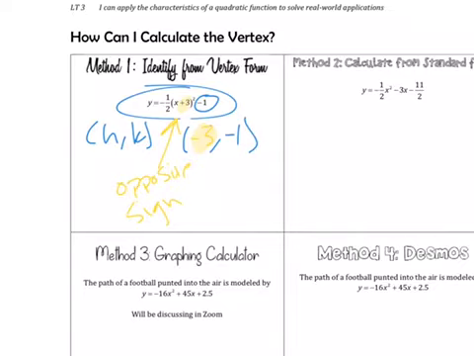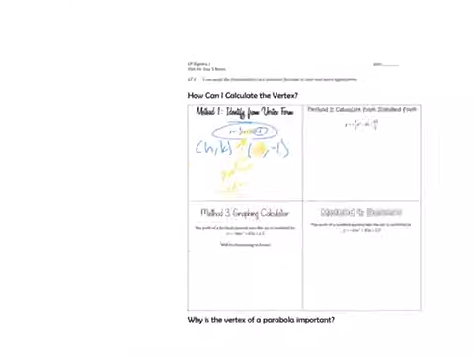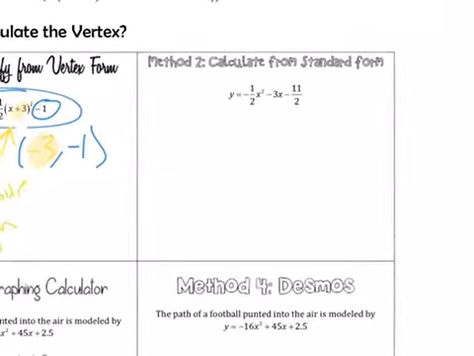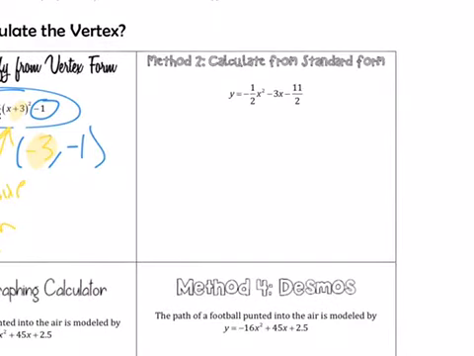Okay, so method 2 is to calculate from the standard form. This was what we worked on a lot in our previous day's notes, okay? So remember what we're going to be doing. We're going to be taking our b value, putting that all over 2a, right? So the x value of the vertex is going to be negative b, which is this term right here, over 2 of my a term, which is the first one. Okay? So let's try that.